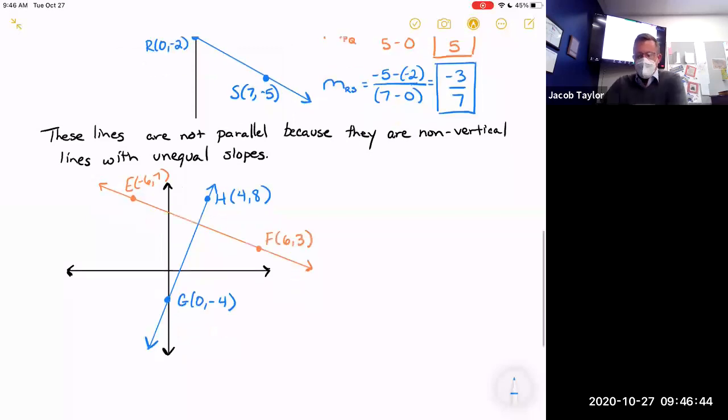Okay. These two lines that I drew for you are not parallel. I don't even need to do any math to tell you they're not parallel. How do I know they're not parallel?